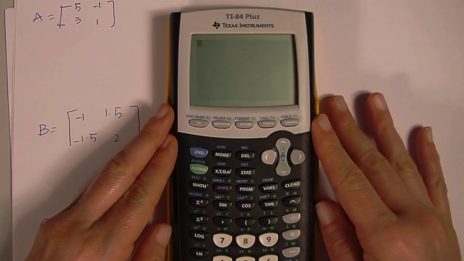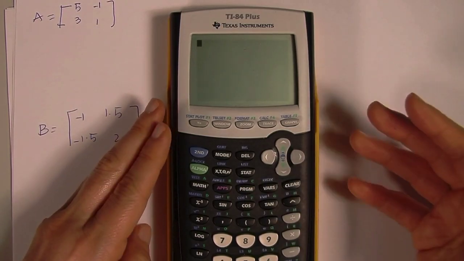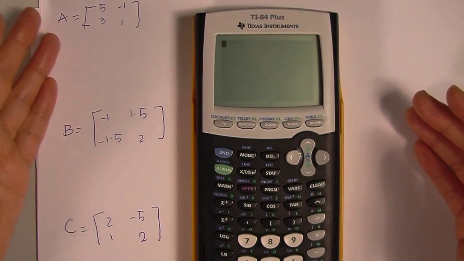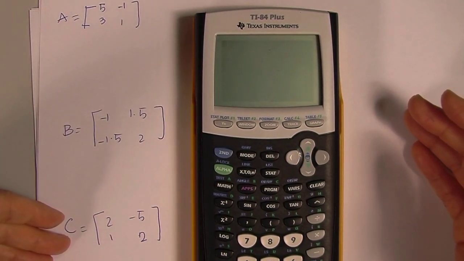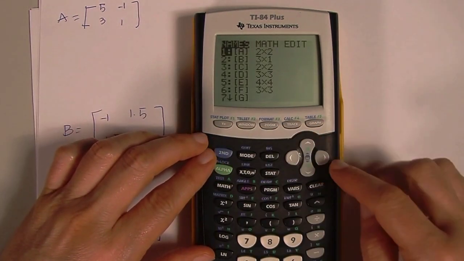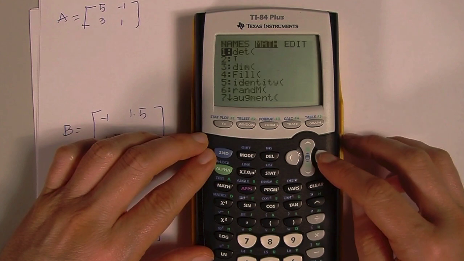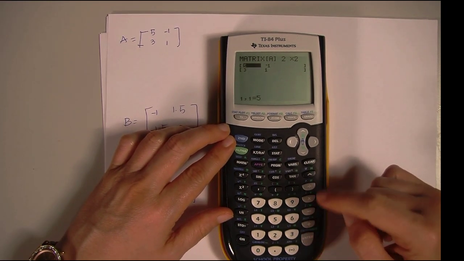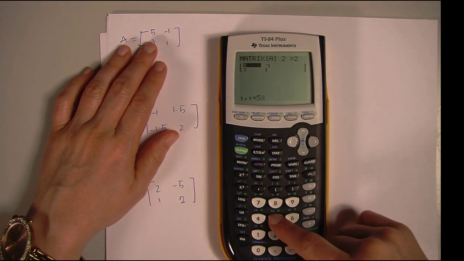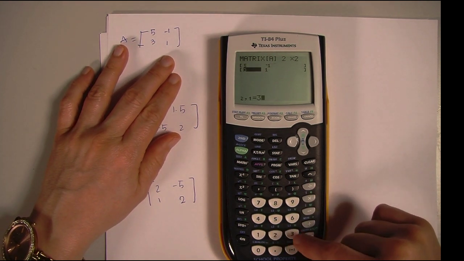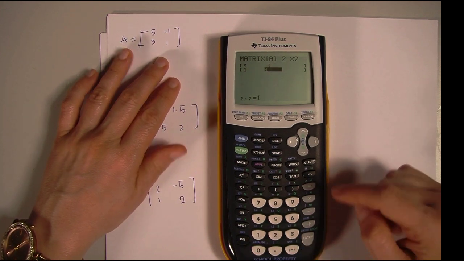In this video, we're showing how to find the eigenvalues for 2 by 2 matrices. And I have 3 examples for you. Let's enter the first example. Go back to the matrix environment, go to Edit, edit 2 by 2, then 5, -1, 3, and 1.